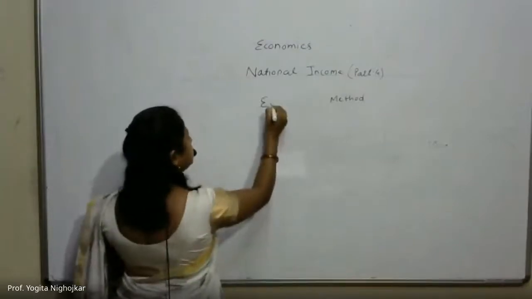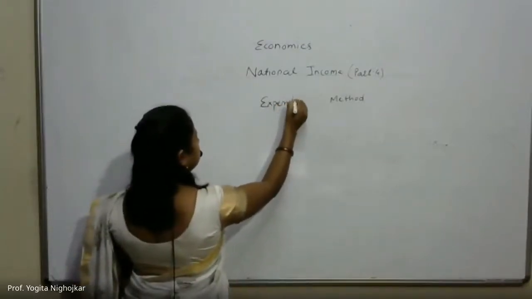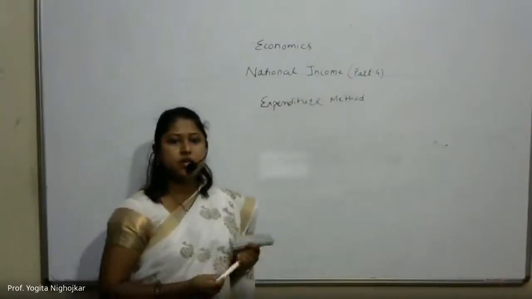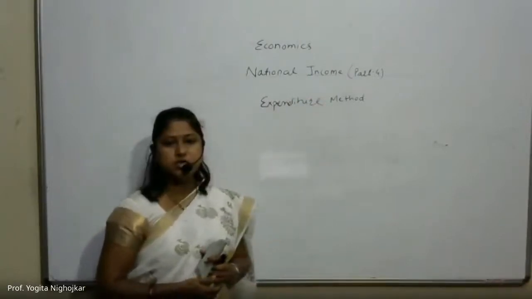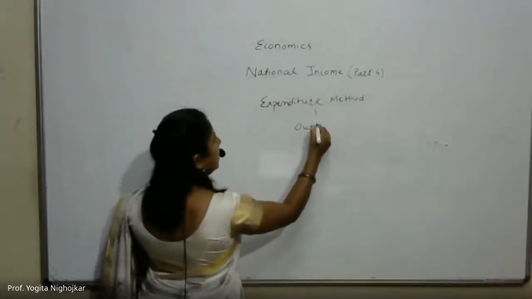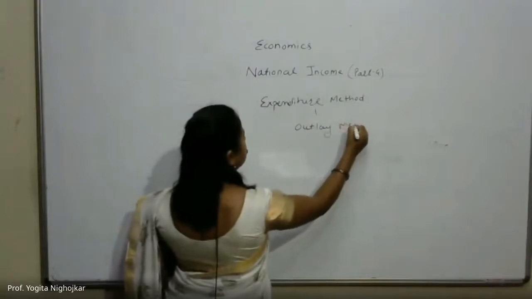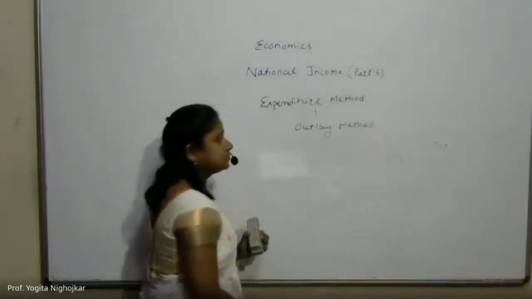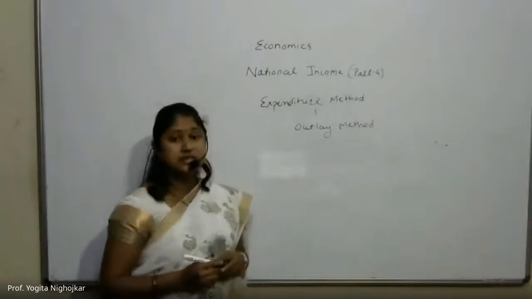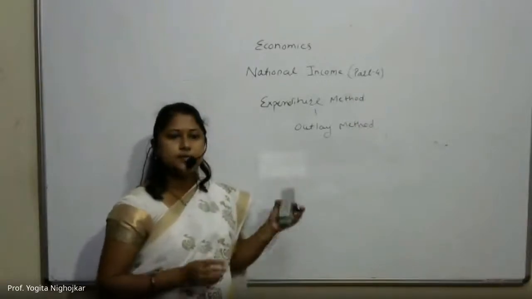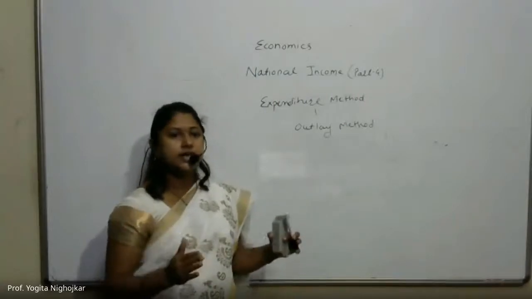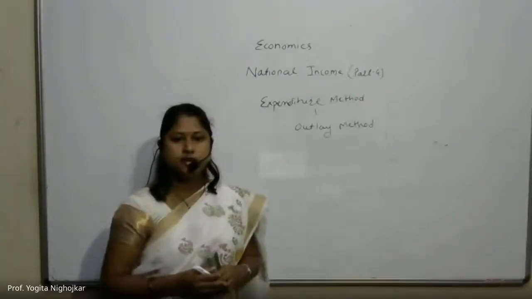Next is the expenditure method. This method of measuring national income is also known as the outlay method. According to this method, the total expenditure incurred by the society in a particular year is added together.